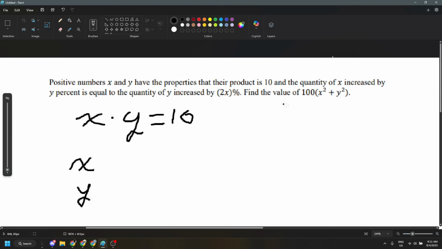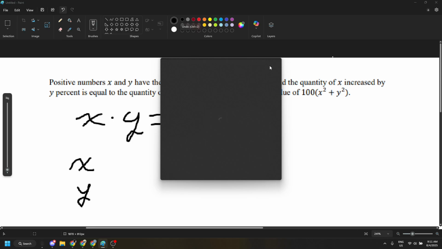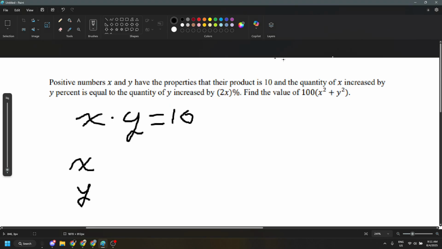So this is just a system of equations, and we have to... This isn't that bad. It's just a system of equations. Oh, it's equal to... Get off of my screen. Thank you.